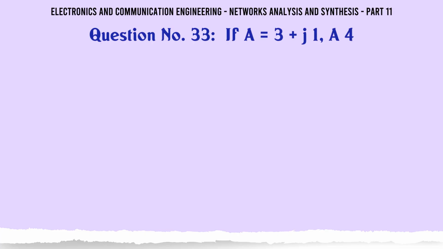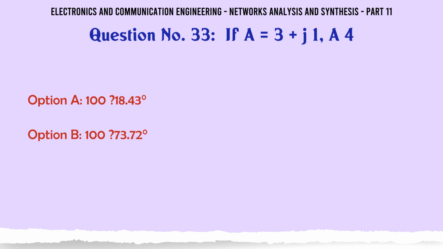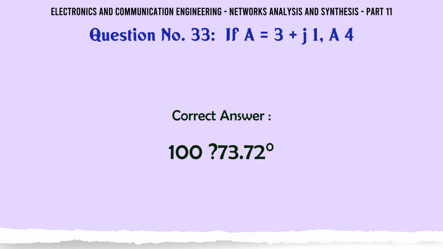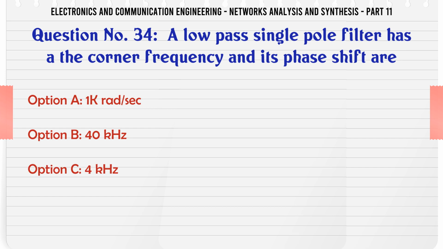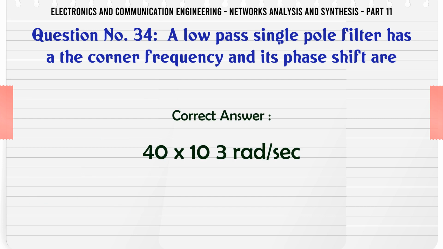If A = 3+j1, the angle is: A) 18.43, B) 173.72, C) 1018.43, D) 1073.72. The correct answer is 173.72. A low-pass single-pole filter has the corner frequency and its phase shift: A) 1 krad/sec, B) 40 kHz, C) 4 kHz, D) 40 x 10^3 rad/sec. The correct answer is 40 x 10^3 rad/sec.